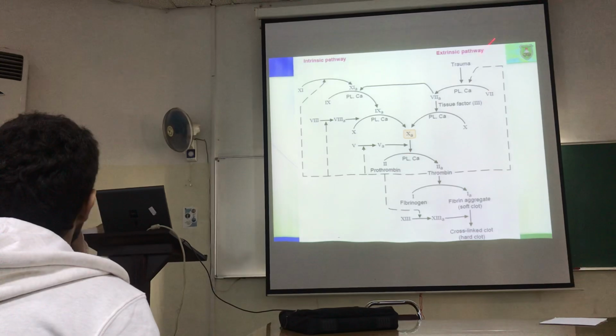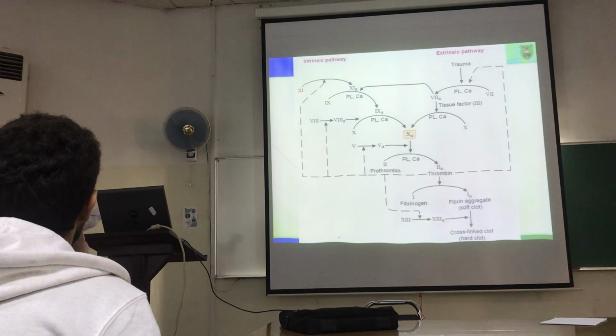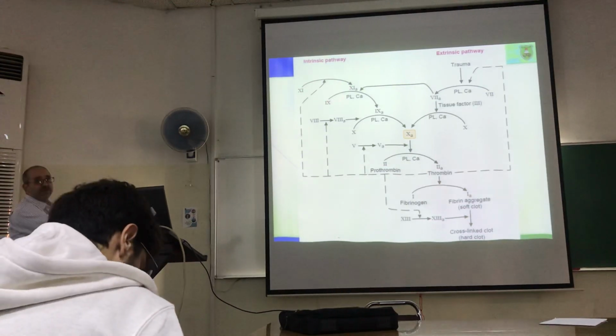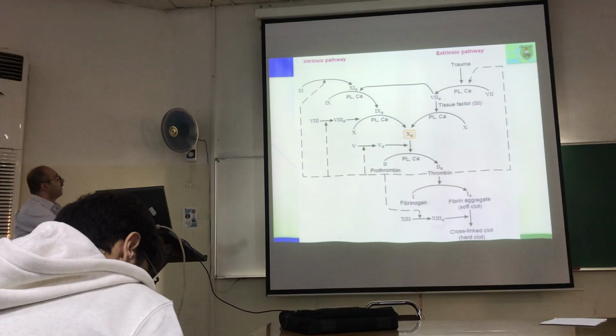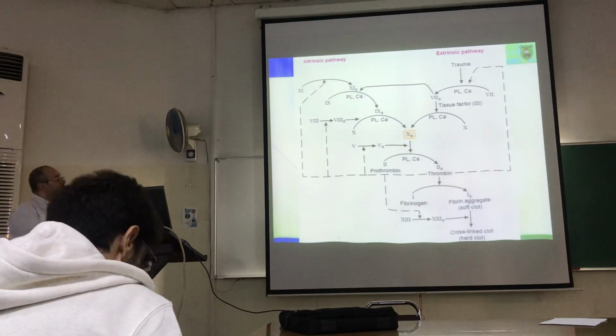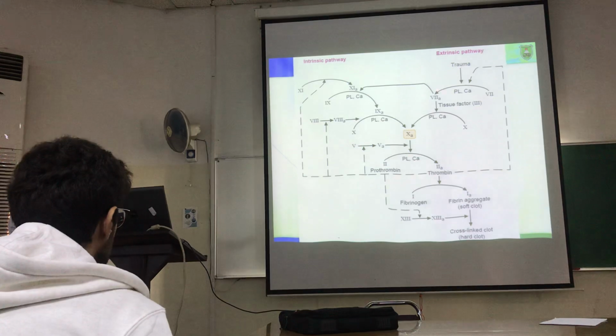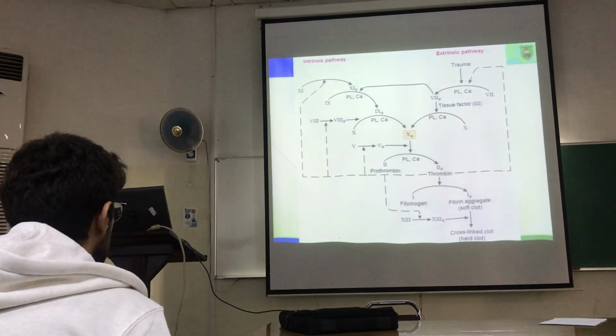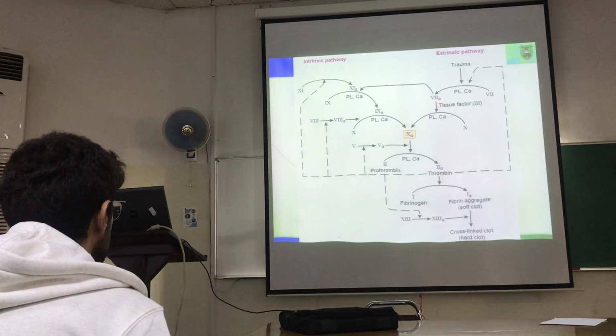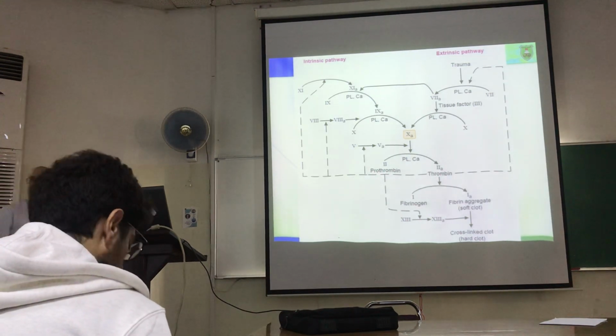So basically, these are the two pathways. In the intrinsic pathway, we have factor 11 that gets activated. It activates factor 9, which activates factor 10. And in the extrinsic pathway, we have trauma. You have activation of factor 7, which is an enzyme, and it activates factor 10 as well. So you have activated factor 10. They meet here. Now factor 10 activates prothrombin to thrombin, and thrombin causes blood clotting, the formation of the clot.